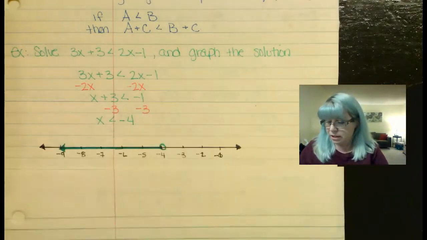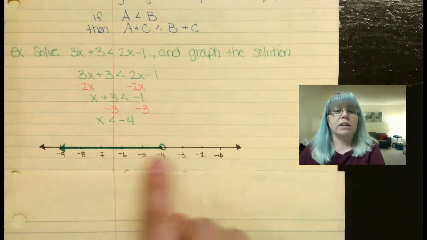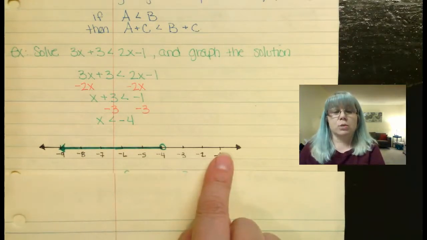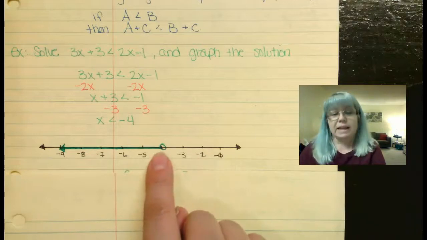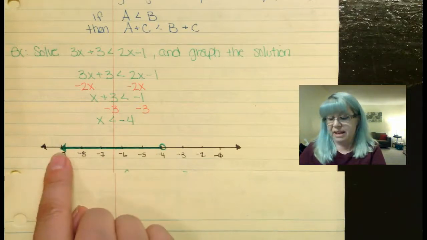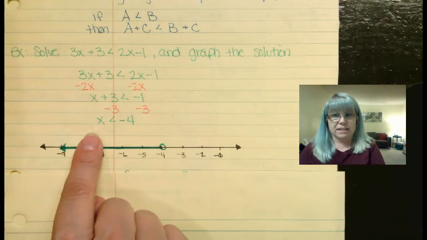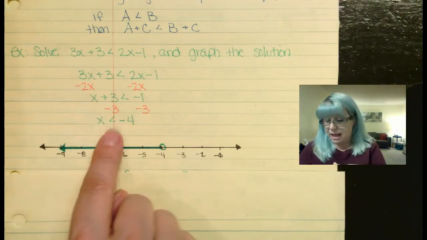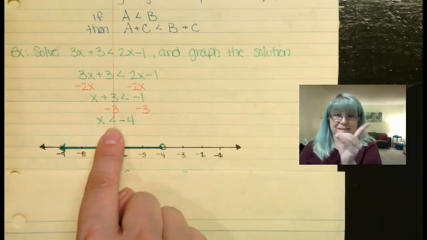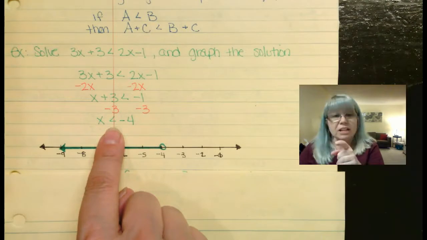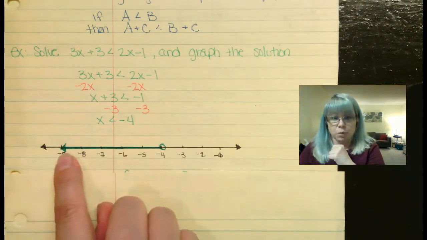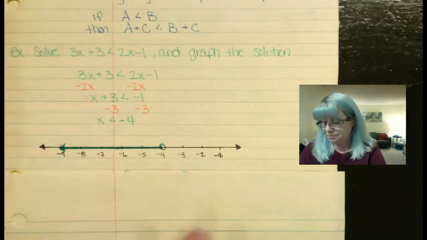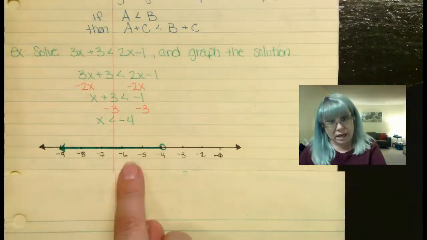So what does that look like on a number line? Here I've just drawn a number line, and because I don't include negative 4, I leave it as an open circle, and then it's everything to the left of that. If you ever get confused, the cool part about it is if you write your variable on the left-hand side and your constants to the right, the arrow will point in the direction that your arrow should point on your number line. Okay. Now that's one way of writing it on a number line.